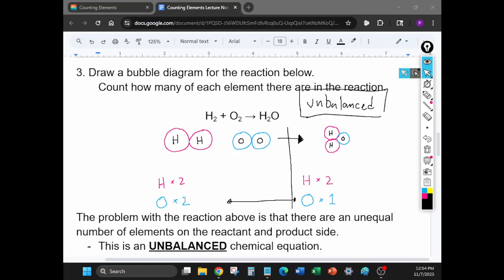So that's what you'll be doing today. You'll be mainly drawing these bubble diagrams, and then you're just going to identify: is it unbalanced or is it balanced? Exactly. I'm not going to teach you how to fix this problem this class, just how to identify it, but let me show you how we can fix this imbalance.